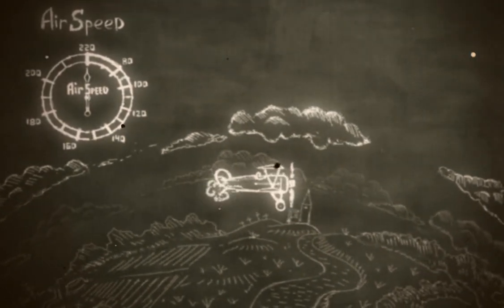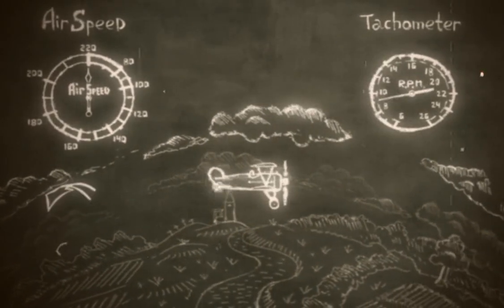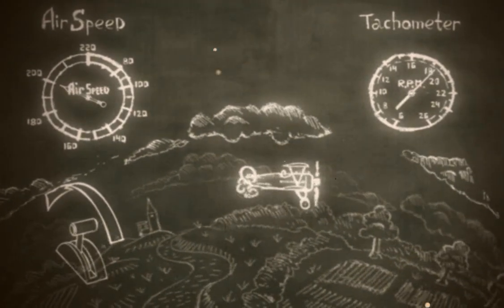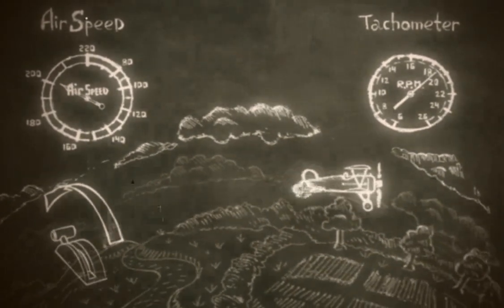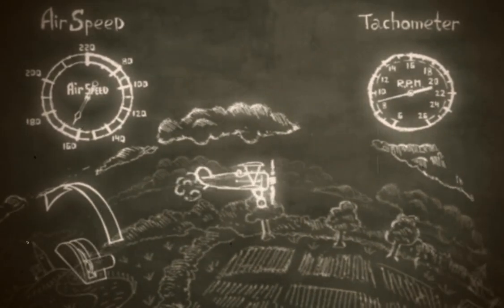RPM, the revolutions per minute indicator, shows the number of engine RPM and is indirectly concerned with the airspeed. Remember, push the throttle from you, the plane flies faster. Pull it, the plane flies slower. That's how you can manage the engine and control the airspeed.